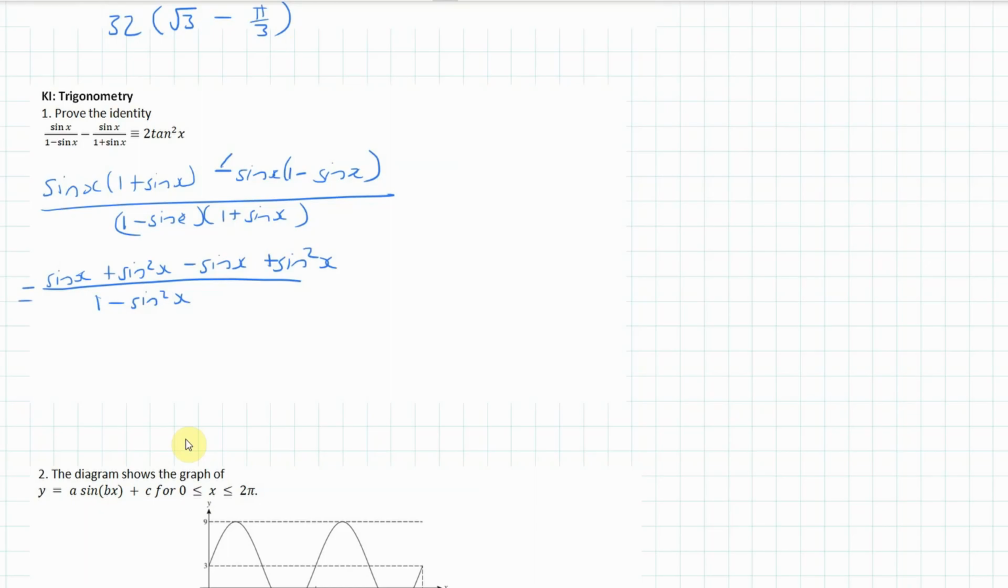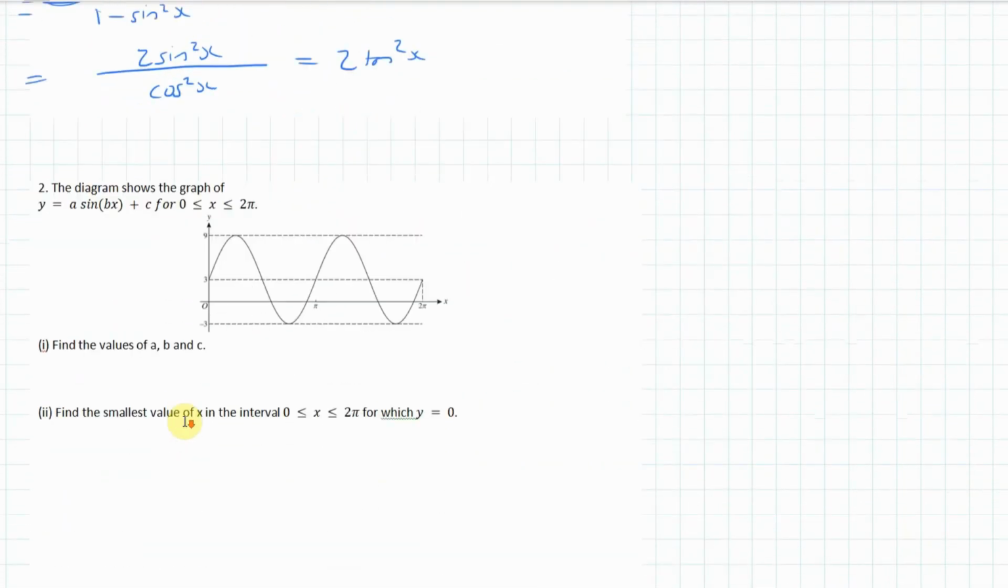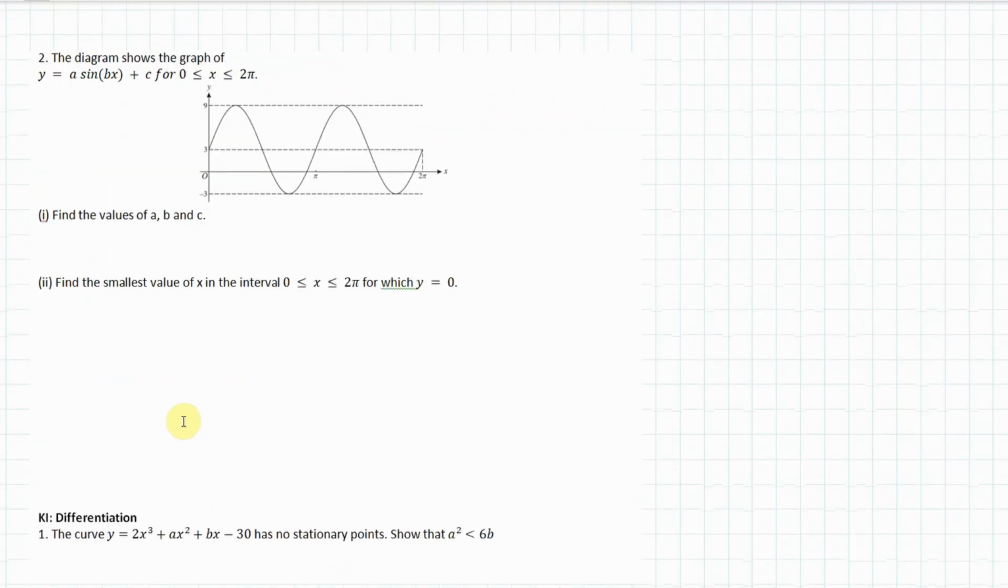Now, if we look at the bottom, we can rewrite that as cosine squared x, right? Now, this and this are going to cancel out, and then we'll be left with 2 sine squared x on top, which of course is equal to 2 tan squared x, because we've got sine squared x over cosine squared x.